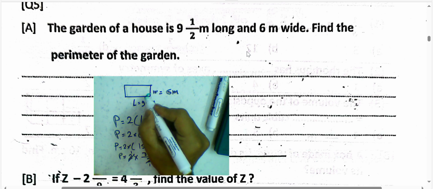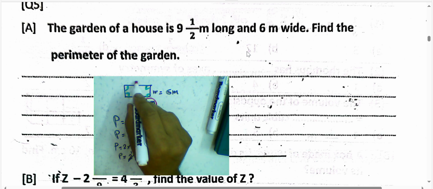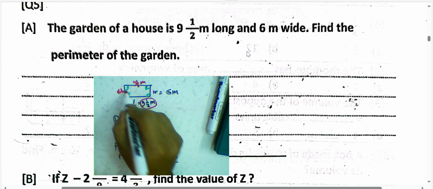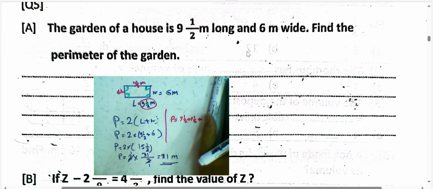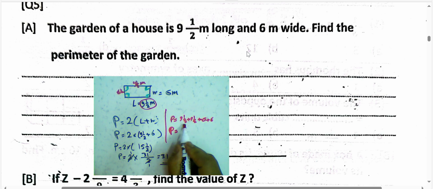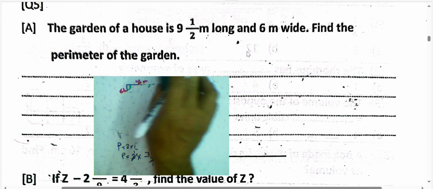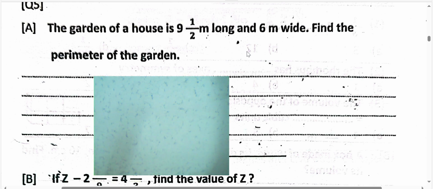We know each opposite sides are equal in length. Then we have 9.5 plus 9.5 and 6 meters plus 6 meters to find the perimeter. 9.5 plus 9.5, here 10 plus 9 is 19, and 6 plus 6 is 12. 2 plus 9, 11, write 1 and carry 1, 2 plus 1 equals 3. Then the result will be 31 meters. But if you want to find the area, you must multiply length and width. Next question, letter B.